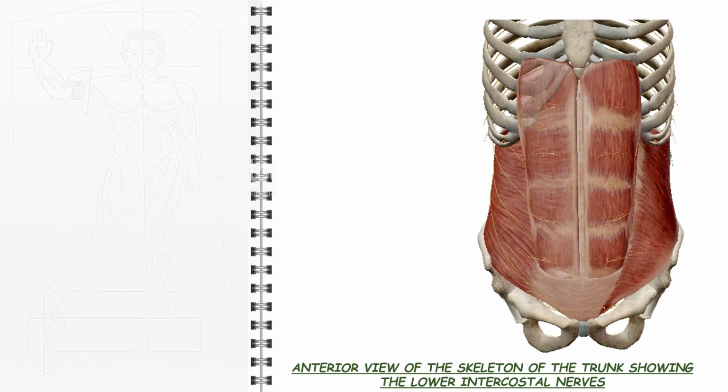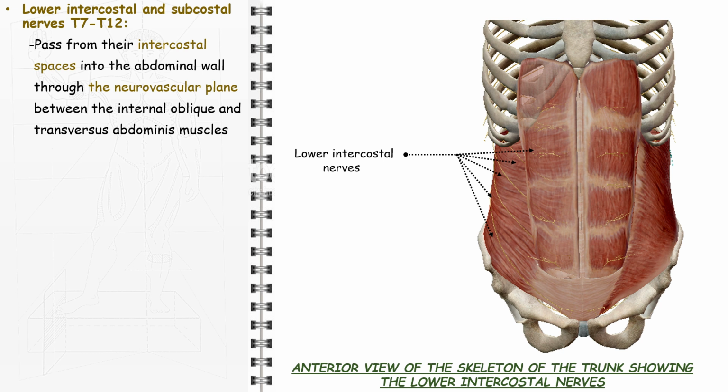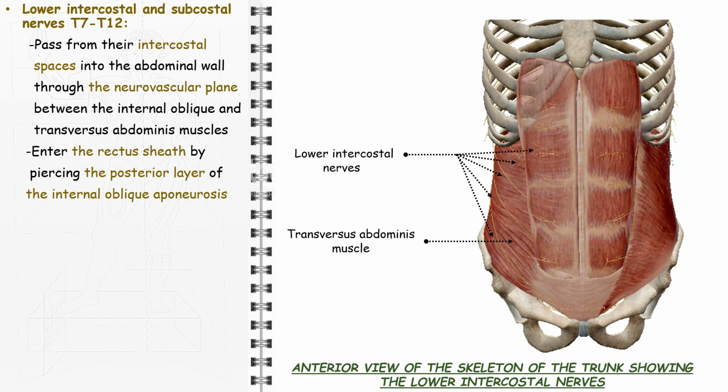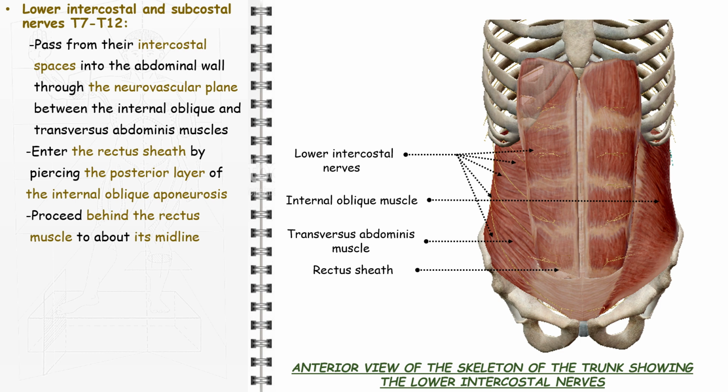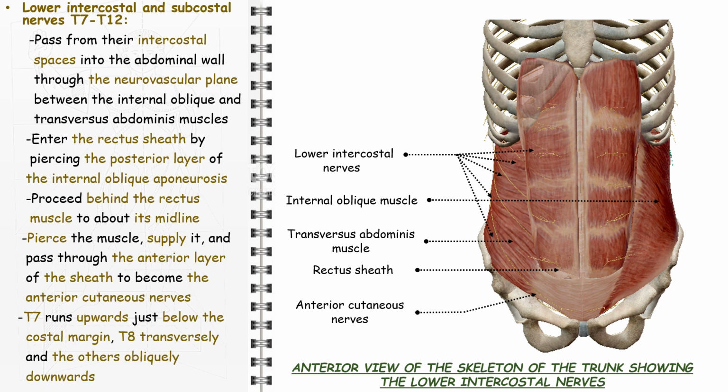The lower intercostal and subcostal nerves T7 to T12 pass from their intercostal spaces into the abdominal wall through the neurovascular plane between the internal oblique and transversus abdominis muscles. Then, they enter the rectus sheath by piercing the posterior layer of the internal oblique aponeurosis and proceed behind the rectus muscle to about its midline, pierce the muscle, supply it, and pass through the anterior layer of the sheath to become the anterior cutaneous nerves. The T7 nerve runs upwards just below the costal margin, T8 transversely and the others obliquely downwards.